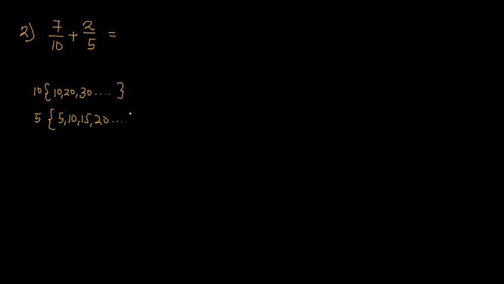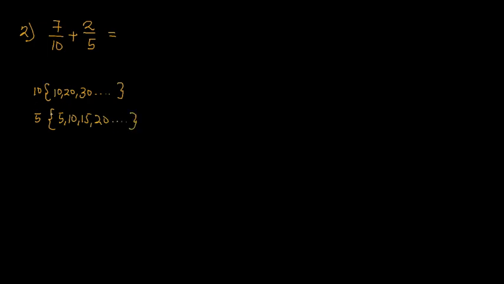So we have 7 over 10 plus 2 over 5. The first thing we do is to write the multiples of the denominators. The multiples of 10 are 10, 20, 30, and it continues. For 5, we have 5, 10, 15, 20, and it also continues.